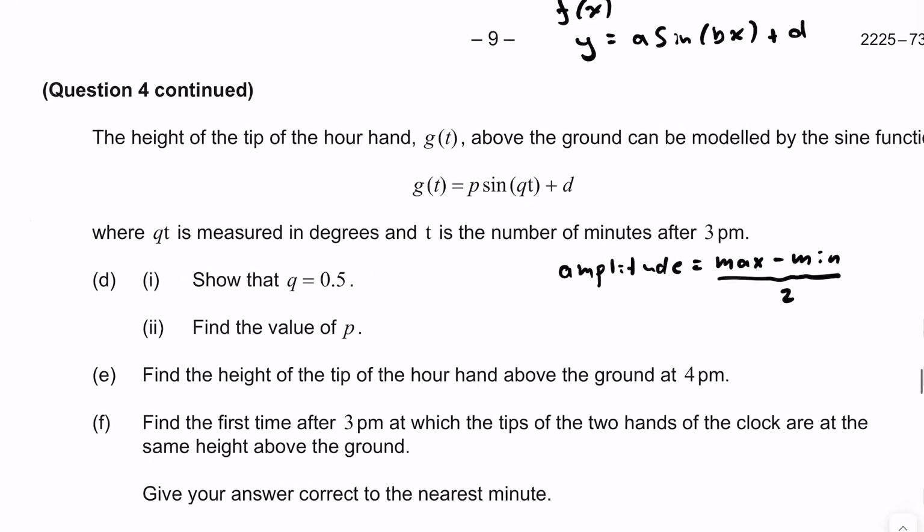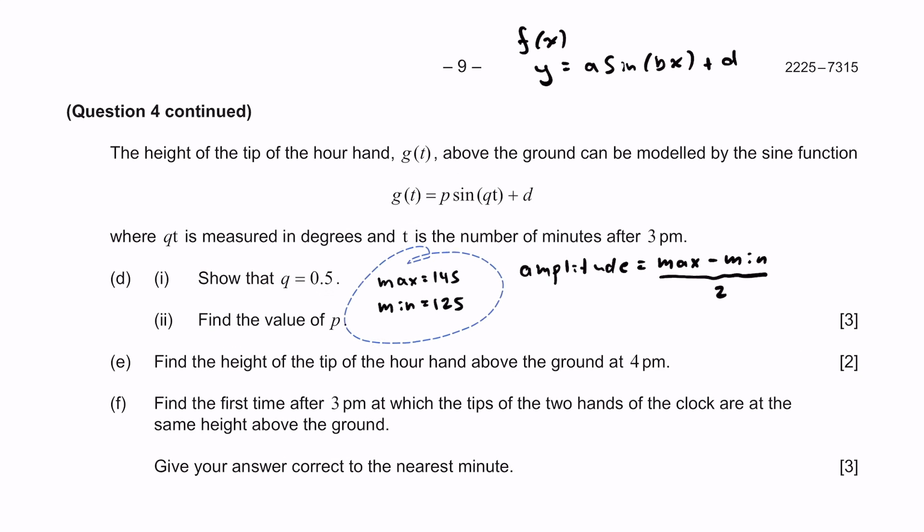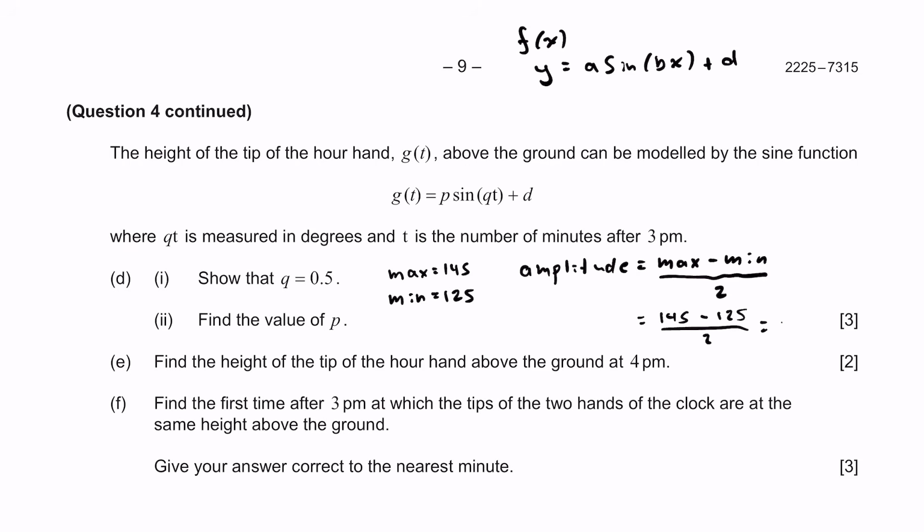Okay, so if we have that, I think we should be good for the amplitude here. There's our max and min. Let's go ahead and substitute. So we have 145 minus 125 over 2. This is going to be 20 over 2, or just like for the minute hand, it actually equals the length of the hand itself. So the hour hand is 10 centimeters, the minute hand was 15 centimeters. The amplitude for each are both the same. Okay, so P, we might say P is equal to 10, but not quite yet.